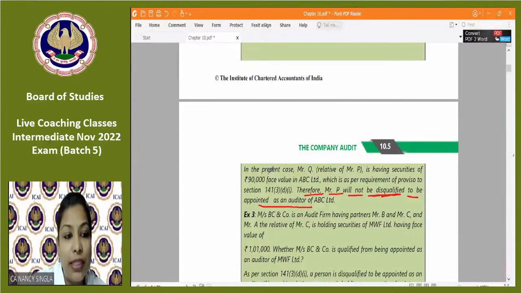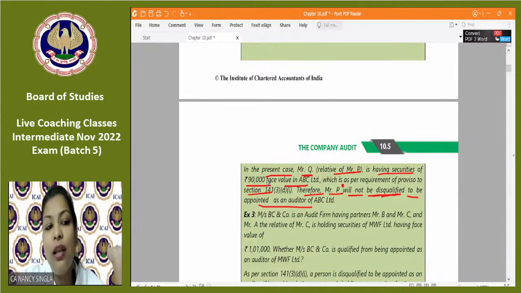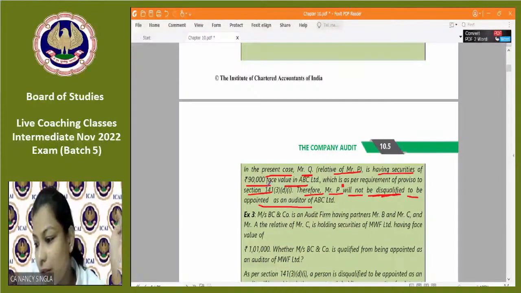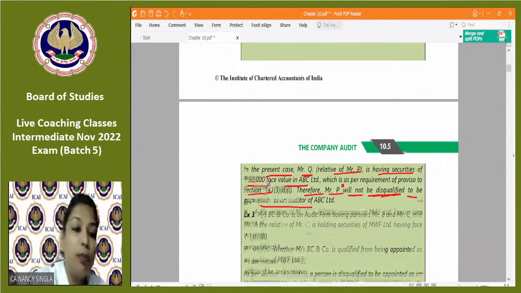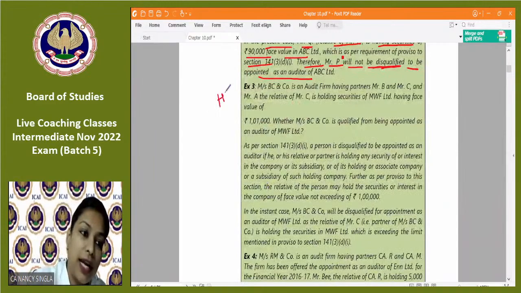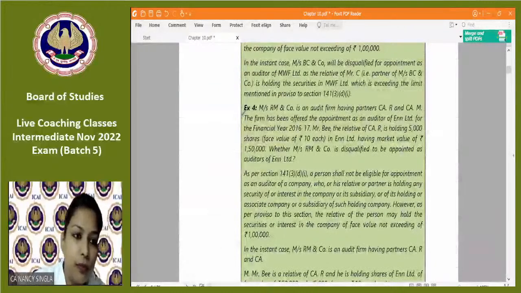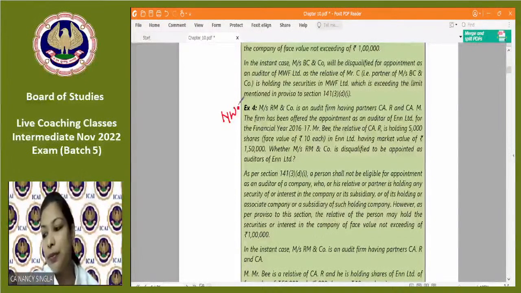Why? Because, see, in the present case, Mr. Q, relative of Mr. P, is having securities of 90,000 face value, which is as per the requirement of the proviso to section 141, subsection 3, clause D, point I. ठीक है. So, yes, he is eligible. ठीक है. So, students, quickly just write down that example number 3 is your homework and your example number 4 also. ठीक है. I hope this clause D is clear.